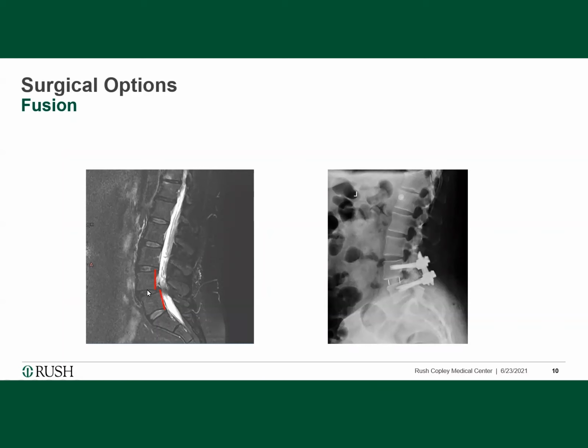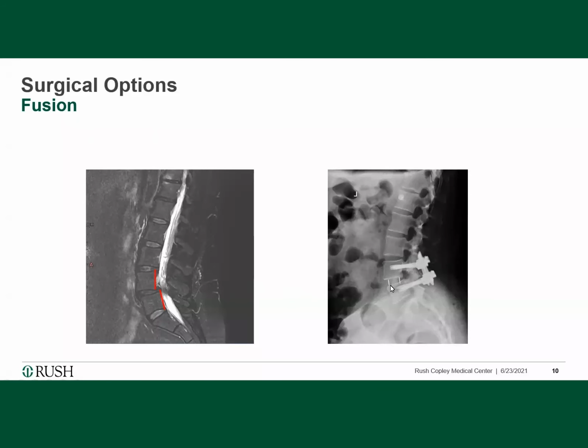For these kinds of problems, what we need to do is stabilize that part of the spine so that it's not moving abnormally, which is what causes the back pain. So for this patient, we went in and cleaned out the overgrown ligament and bone spurs that were present in this area, and then also added a pair of screws on either side of the spine connected with rods, which you see in this X-ray that was performed after the surgery.